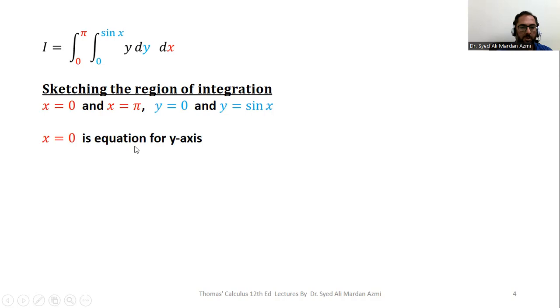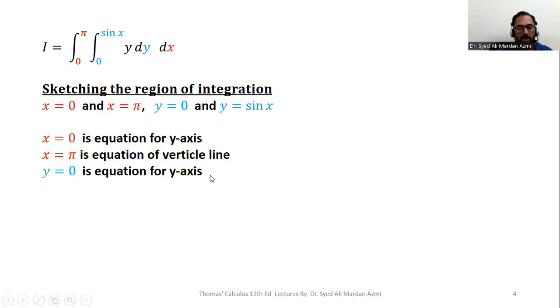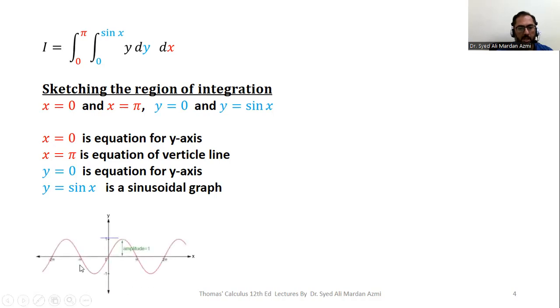Now x equal to 0 is the equation for the y-axis. X equal to pi is the equation of a vertical line which passes through the point where the value of x is pi along the x-axis. Y equal to 0 is the equation of the x-axis. And y equal to sine of x is a sinusoidal graph, which looks like this. Please note that the graph of the sine function starts from 0. It takes a maximum amplitude equal to 1 and the minimum value is minus 1. The graph of the sine function is a sinusoidal wave.